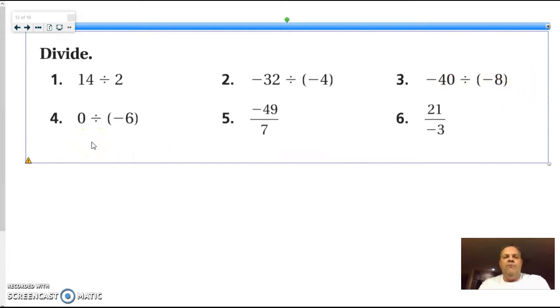In example number 4, our first integer is 0. 0 divided by anything is also 0. In our fifth one, we have 2 different signs, a negative divided by a positive. Our answer will be negative 7. And in our last one, 21 divided by negative 3, they are different signs. The answer will be negative, and it is negative 7.